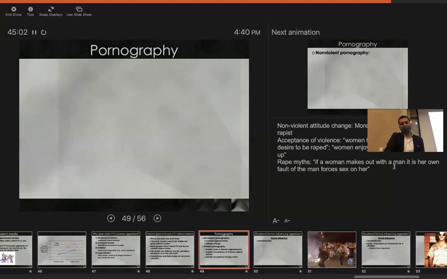All right, well, what about pornography? So we've looked at how aggressive movies and TV shows can affect aggression. What about pornography? Can that increase aggression, especially if it's aggression towards women? And there have been some studies on this.